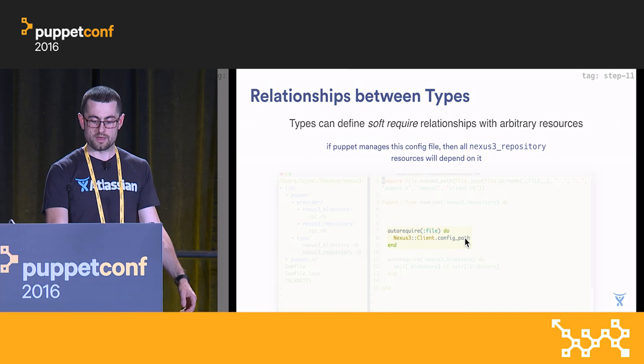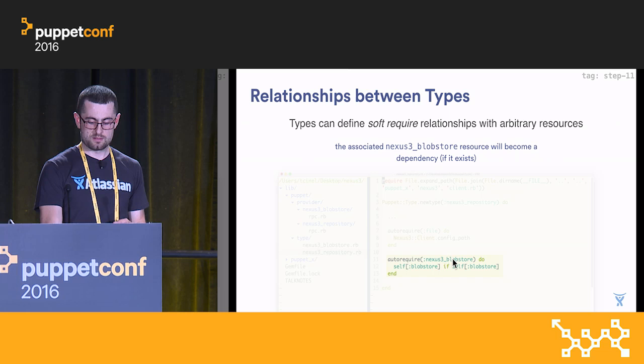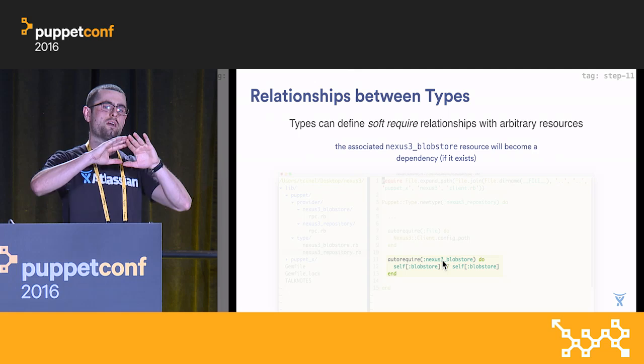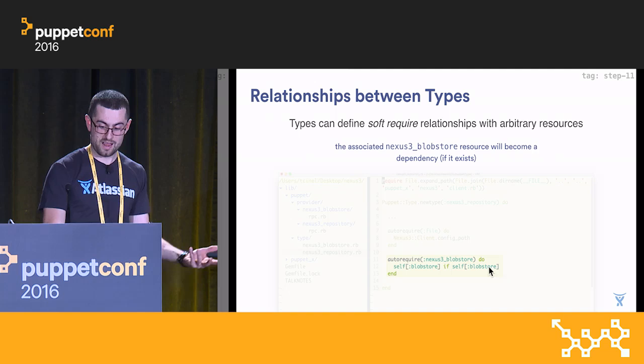We have another example of an auto require here, which is we want to make sure that every single Nexus repository type requires a blob store type, but there's no single one that they all require. They all need to require the one that they are linked to or associated with. And so that's what we're doing here, and that's what that self is. So we actually say, I require my blob store if I have a blob store. If it doesn't have a blob store, I won't make any requirement at all.